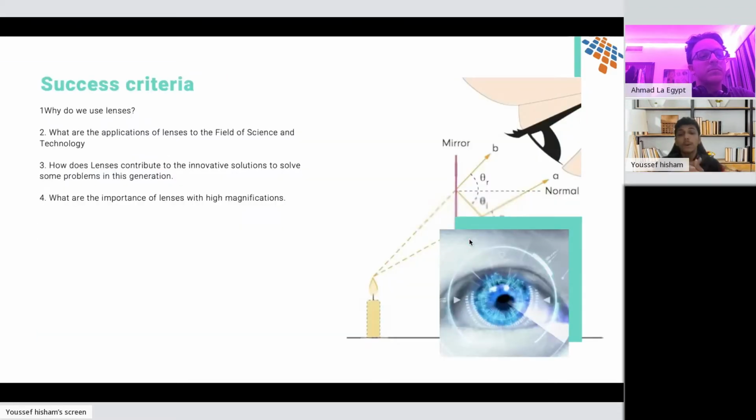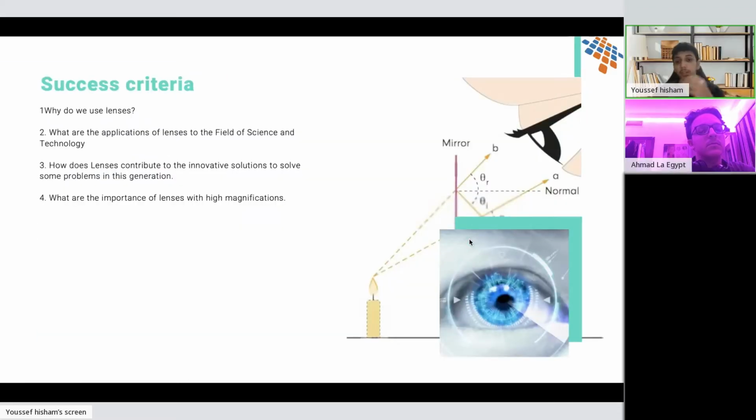So we are following a specific success criteria that is made up of 4 questions. As you can see, here are the 4 questions and just a brief summary of them. We are going to talk about lenses and what their uses are, what the applications of lenses are in the field of science and technology, how lenses contribute to innovative solutions to solve some problems in our generation, and what the importance is of lenses with high magnifications like telescopes and microscopes.